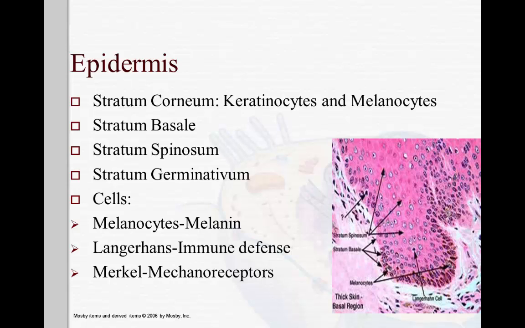They also contain all the organelles that any other cell has, which pertains to the first day of class, the eukaryote type of cell. Okay, and the Langerhans cells are basically predominant in the stratum spinosum. Again, the Langerhans cells are immune defense. They're dendritic cells that participate in antigen presentation.